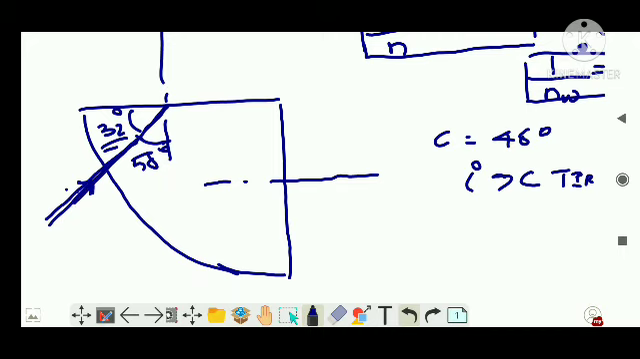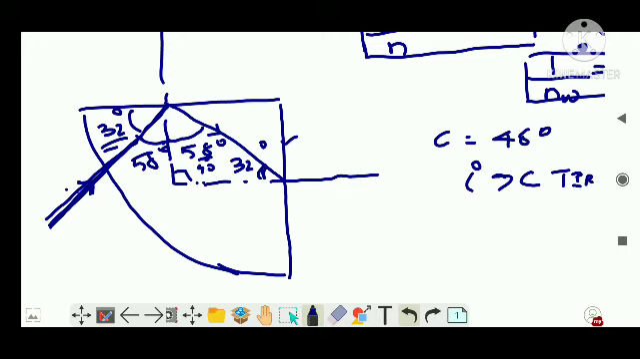Now this 58 degree is greater than the critical angle, so it undergoes total internal reflection. Total internal reflection means the angle of incidence and angle of reflection will be the same. So this angle will also be 58. Now for this interface, this angle becomes the incident angle. Let's make this a triangle. So this is 90 degree, and this is 48, so this will be 32 degree.